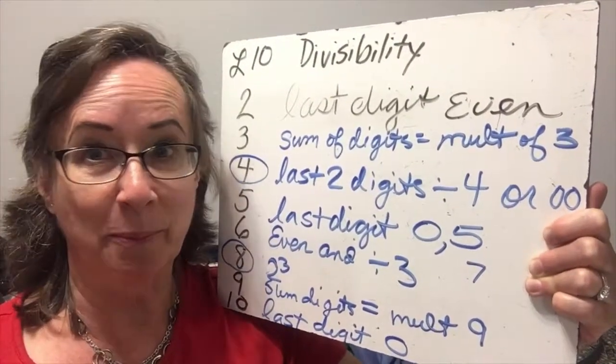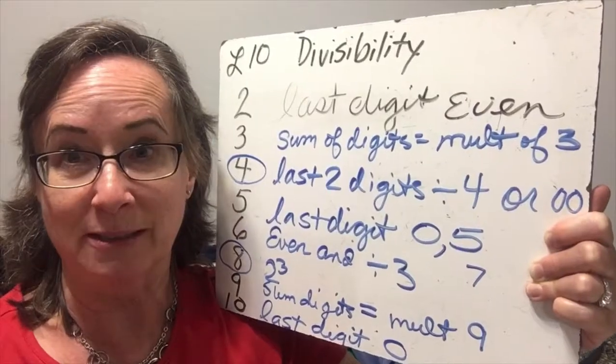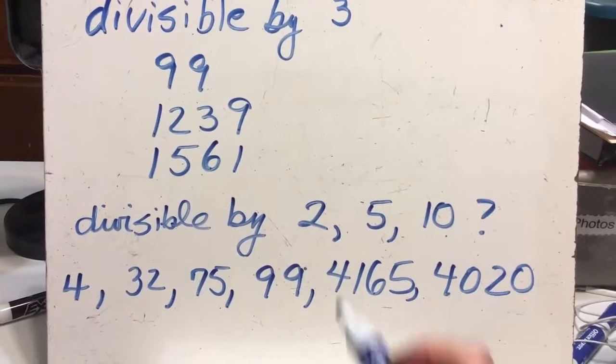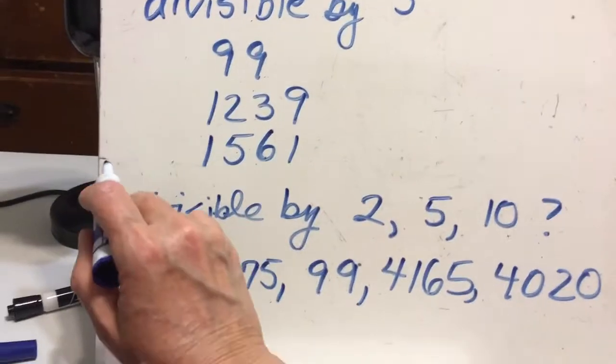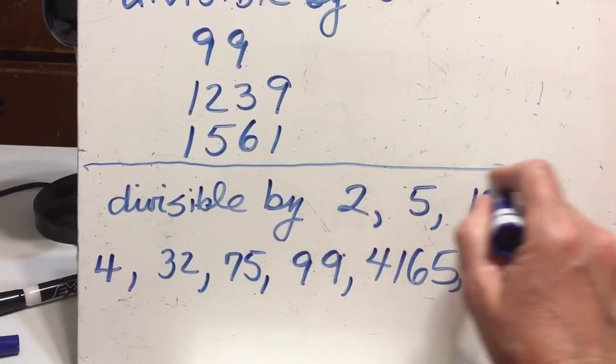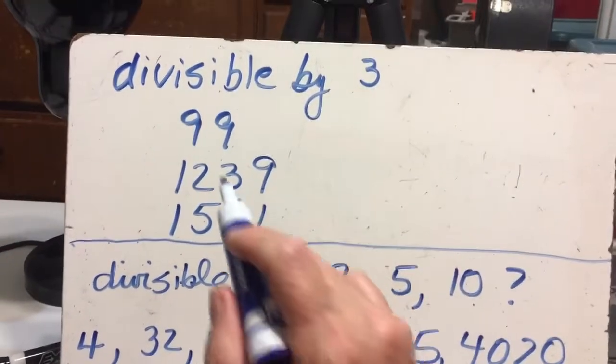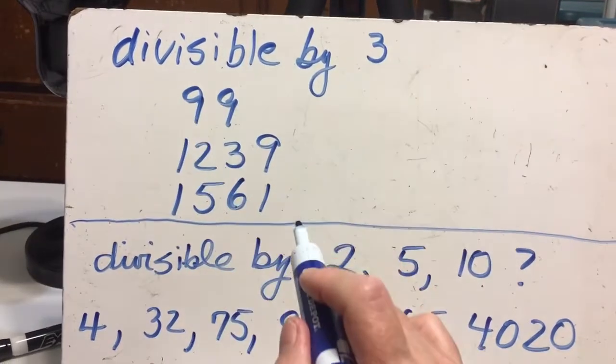So now we're going to practice some of these rules. So here we are looking at numbers that are divisible by 3. So let's put a little line across here. That's a second problem. So up here we're looking at numbers that are divisible by 3.